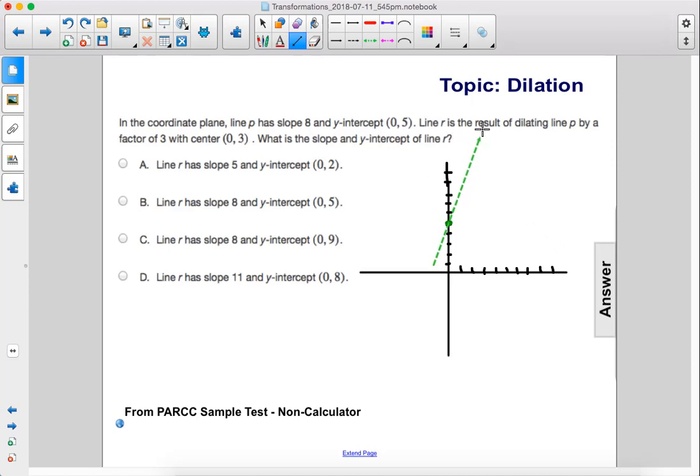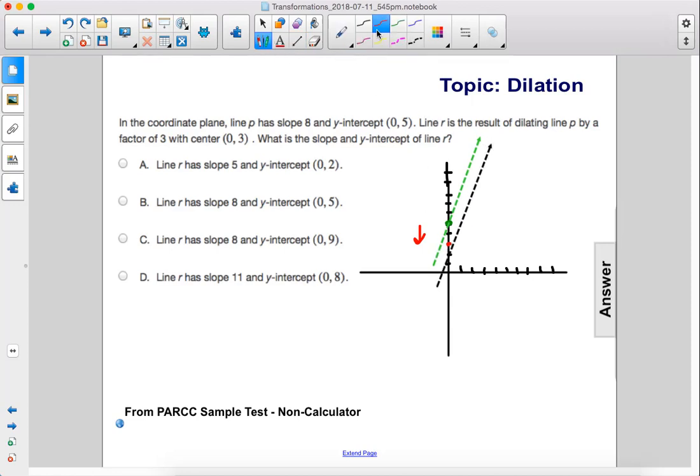Okay, so we're going to dilate this line with the center (0, 3). Now, this becomes a lot easier if you dilate from the origin. So instead of dilating here, let's shift everything down 3 units, dilate from the origin, and then shift it back up. So our new line is going to be 3 units lower, 1, 2, 3, like that.